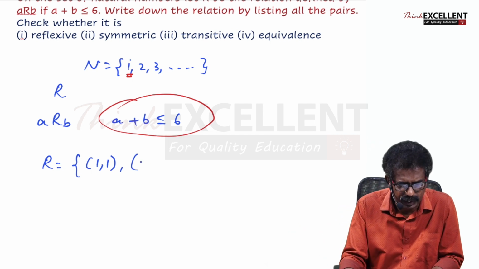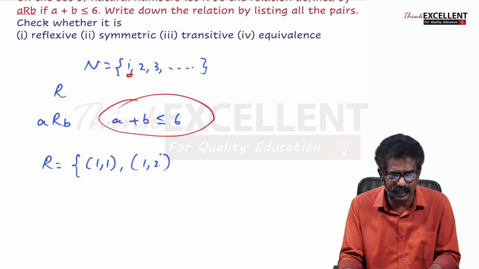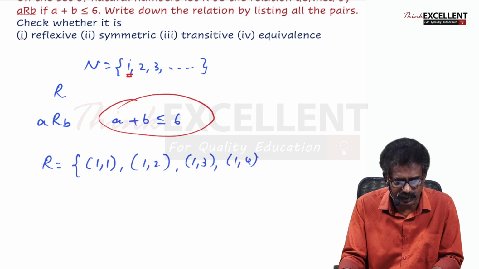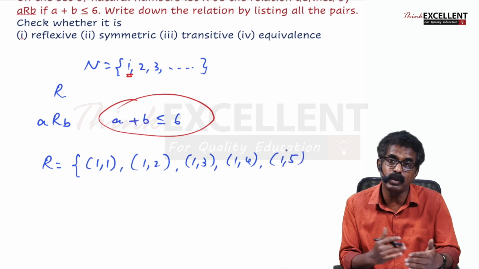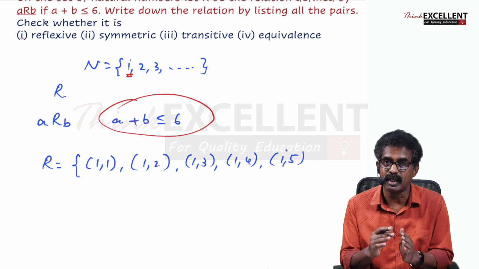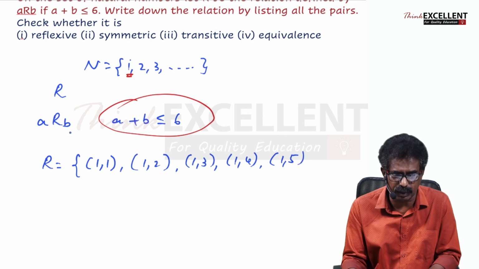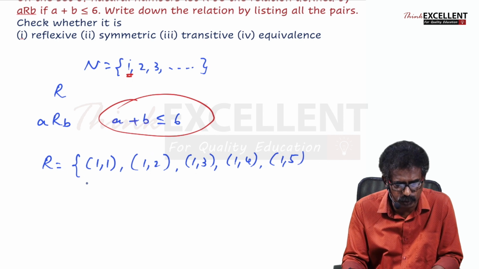So 1, 1. Then can you take 1, 2? Add it. 1 plus 2, 3. 3 is less than 6, you can take. 1, 1, 1, 2, 1, 3, 1, 4. 1 plus 4, 5 only, yes. 1, 5? Yes, you can take up to 1, 5. 1 plus 5 is what? 6. Less than or equal to 6. So 6 is allowed. But sometimes if it is less than alone, then 6 you cannot take. Only total should be 5. So you have to stop with 1, 4. Okay. So here 6 allowed. So 1, 5. Now start with 2.